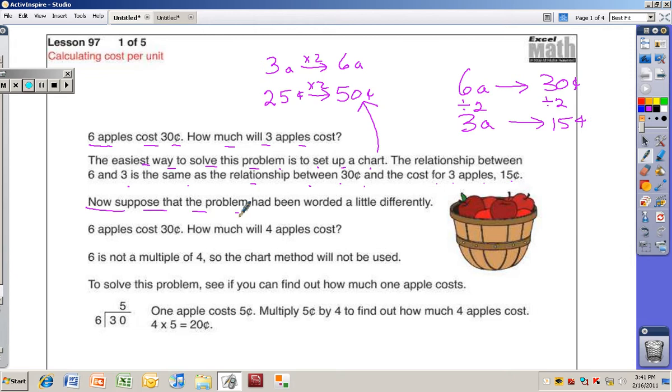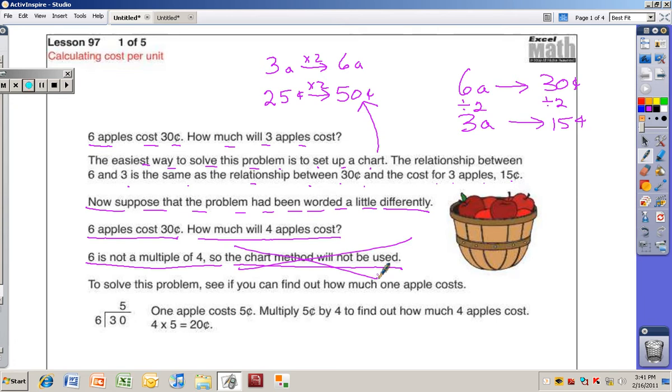Now suppose that the problem had been worded a little differently. 6 apples cost 30 cents. How much will 4 apples cost? 6 is not a multiple of 4, so the chart method will not be used. I say, we're going to still use the chart method, and I'll show you how in just a second.